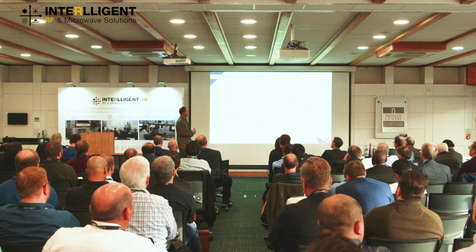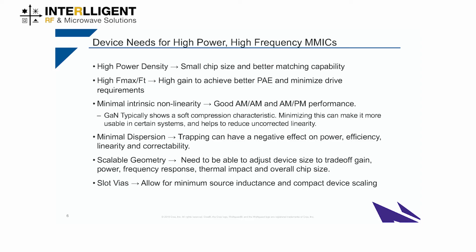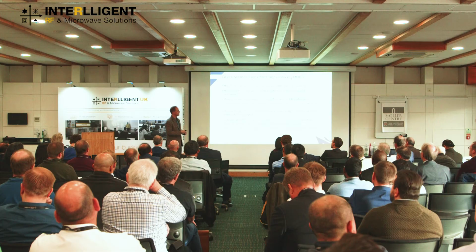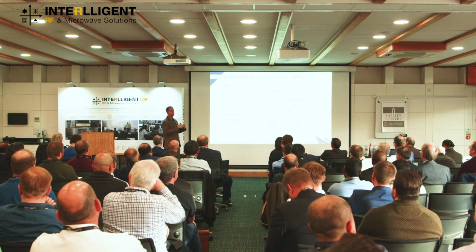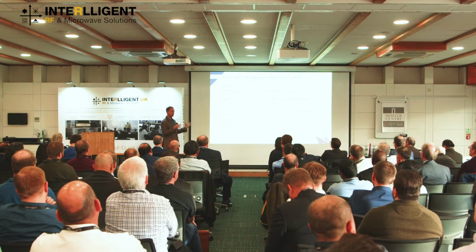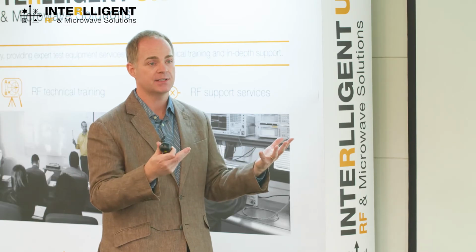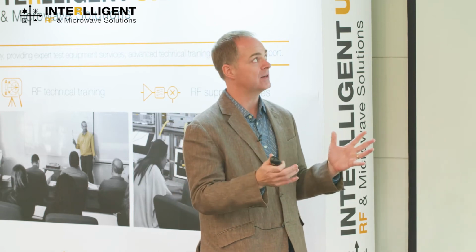So if we're going to make a high power, high frequency MMIC, what do we actually need out of the process, right? So first is high power density. So we want to be able to get a small chip size and better matching capability. As I said, the high output impedance of GaN relative to other technologies such as GaAs or silicon allows us to go to much higher total peripheries and achieve even higher power density and total power in the same size and over a wider bandwidth.